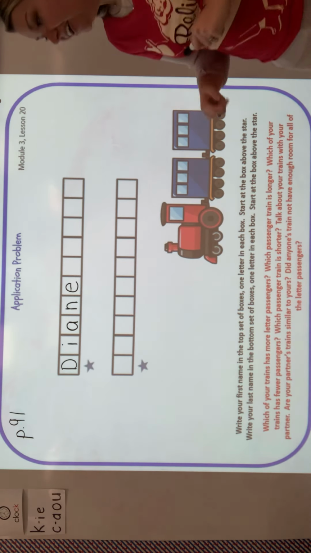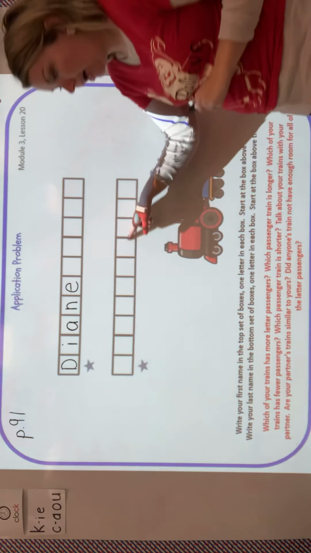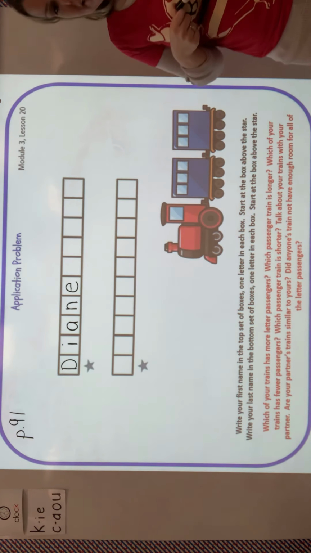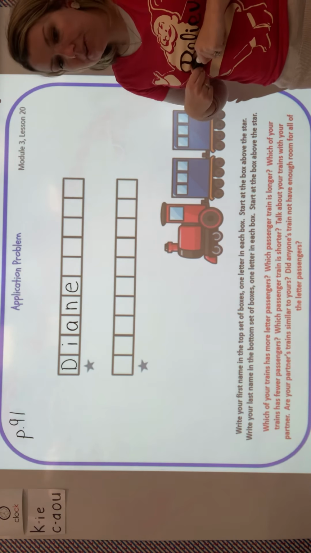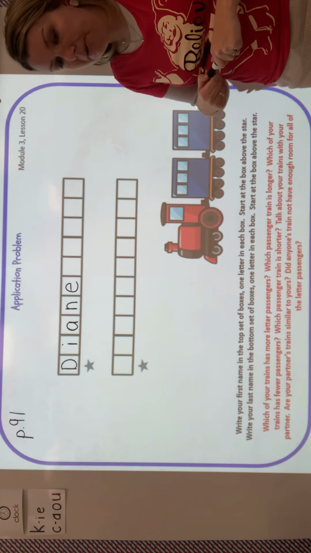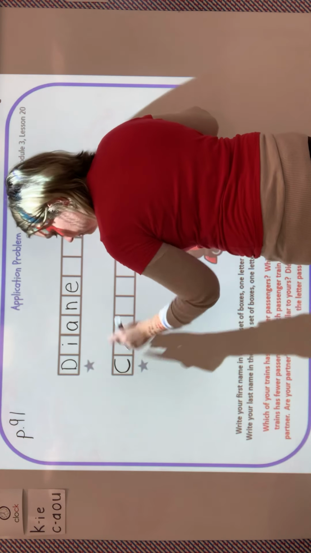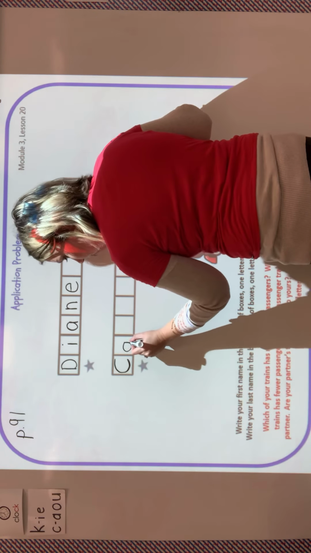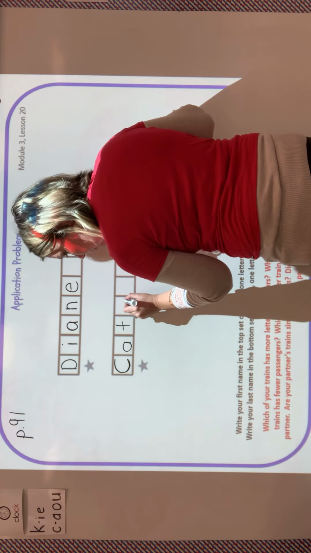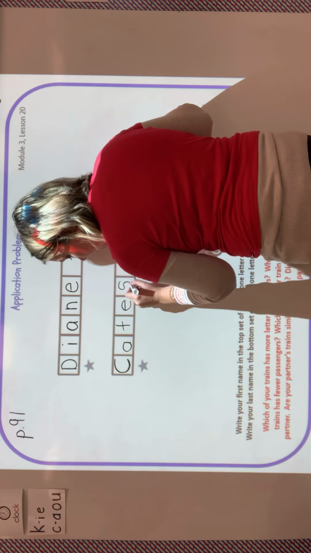Now, on the second row, I want you to write your last name. See if you can write your last name. My last name is Kate. So I'm going to start at the star. Remember, the first letter is a capital, and I'm going to write one letter in each box.